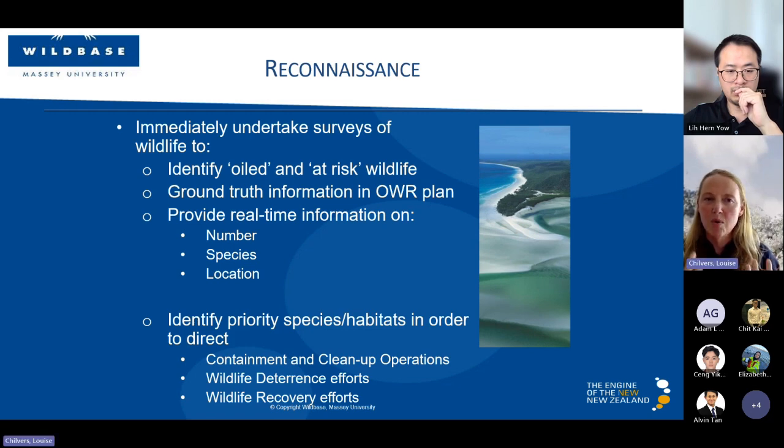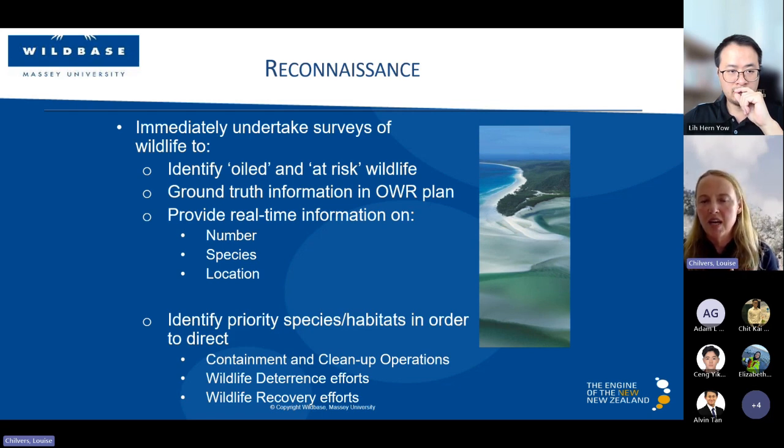during reconnaissance, looking more in depth about identifying oiled and at-risk wildlife, ground truthing that information, which hopefully is already in an oiled wildlife response plan, and provide real-time backup information on that. So what numbers are there? What species are there? I'm sure if any of you have ever looked at a species list for your area or your city or anything like that, you will see lots of common species, but then there's occasional species and rare species. It also involves looking at their threat classification. Are they an endangered species? Are they a common species? And how this changes through time.